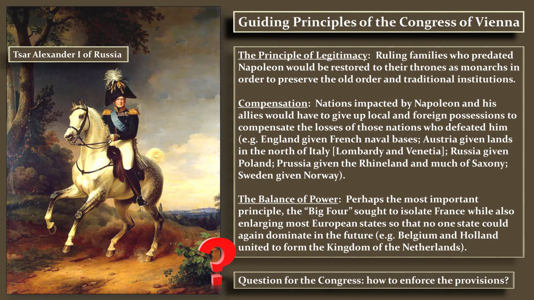of legitimacy. This one simply meant that those individuals that were on different thrones, had control or power prior to Napoleon's rise, those family lines would be restored to power. That's the principle of legitimacy. They were the legitimate rulers. They will be put back in charge.